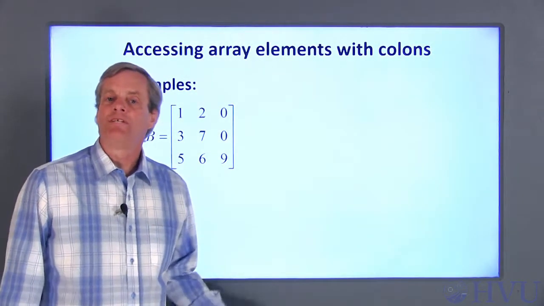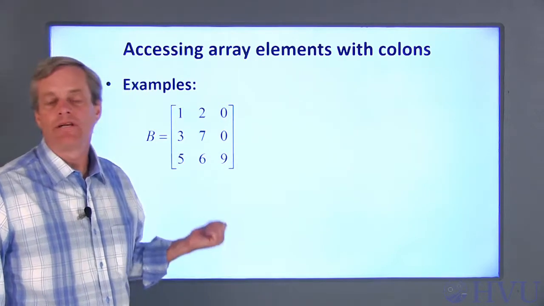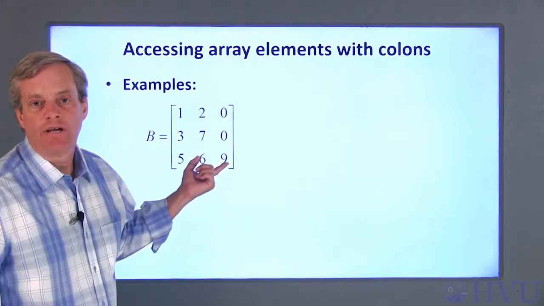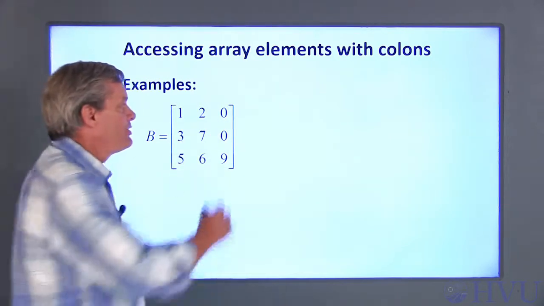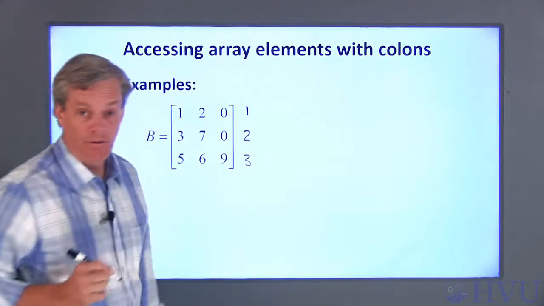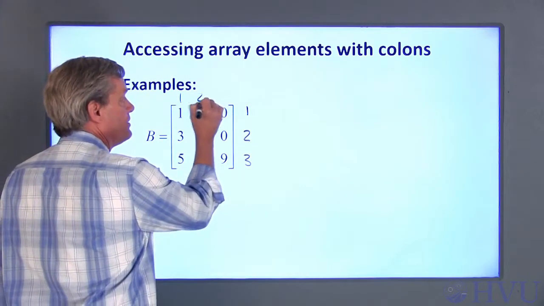First, I'll do a couple of examples here to show you how this works, and then we'll do some more examples using MATLAB. Here's the array I'll be working with. In order to keep track of what we're doing, I'm going to label the rows. This is the first row, this is the second row, this is the third row, and the columns 1, 2, 3.